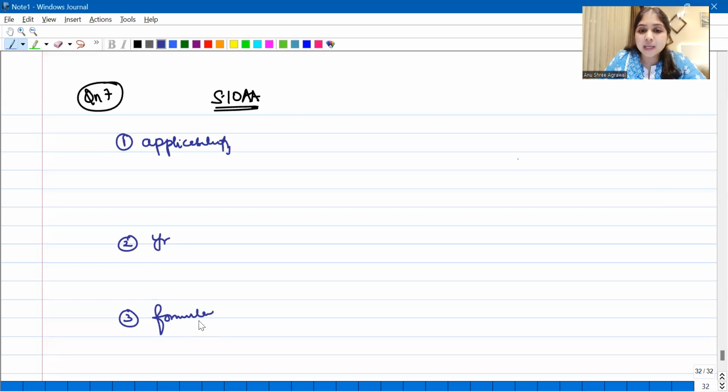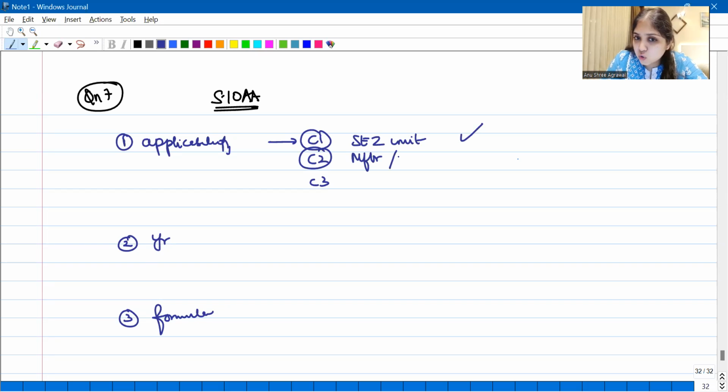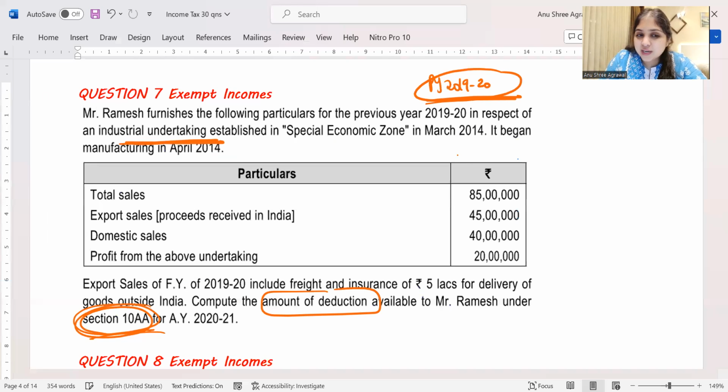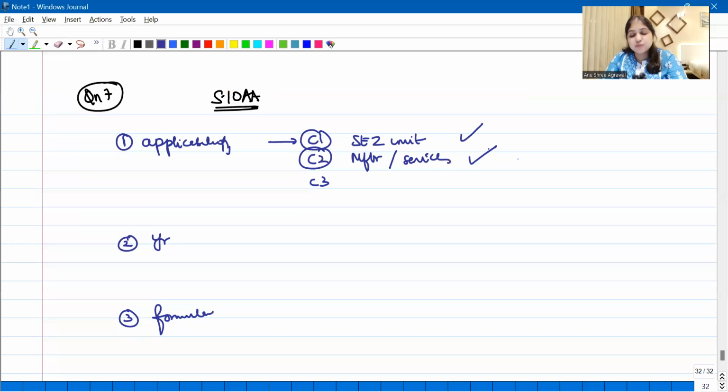Now listen, applicability. Under applicability, you have 3 conditions. Condition number 1, the assessee must be having a unit in the SEZ. Does my assessee have an SEZ unit? Yes. And this assessee should either be manufacturing goods from this unit or rendering services from this unit. In this question, if you see, he's having an industrial undertaking. Industrial undertaking means he's going to be a manufacturer. So yes, even this condition is fulfilled.